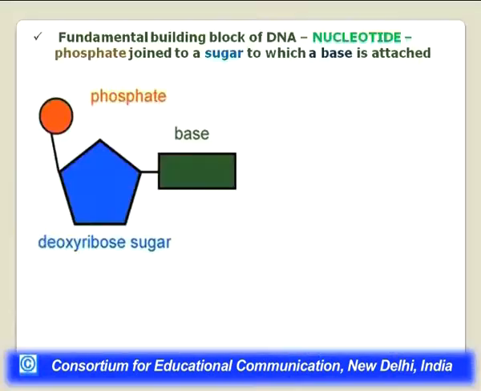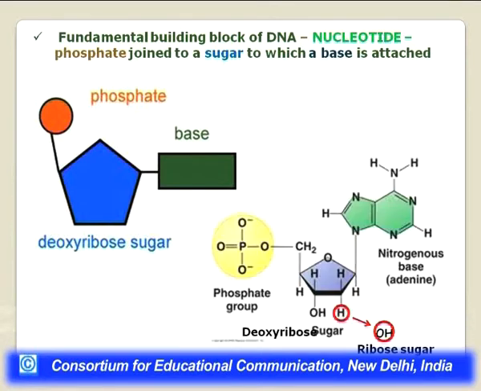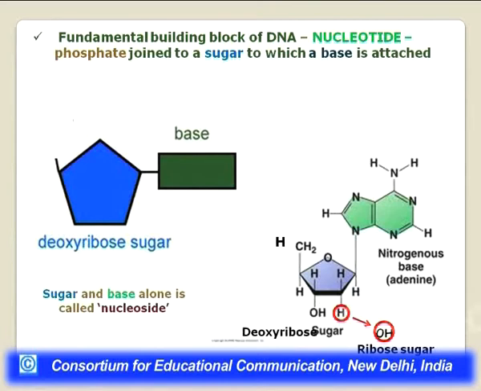So, if you look at this, this is how a deoxyribose sugar is attached to a phosphate group and is attached to a base. This is the nucleotide. The difference between the deoxyribose sugar and the ribose sugar is the position at 2' of the sugar molecule, where OH is replaced by H. OH is present in the ribose sugar, whereas it is replaced by H in the deoxyribose sugar, and the phosphate group is attached to one part of the sugar molecule.